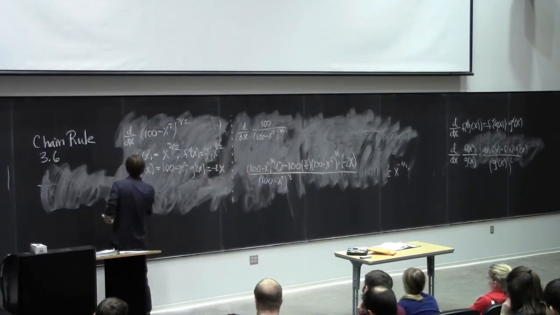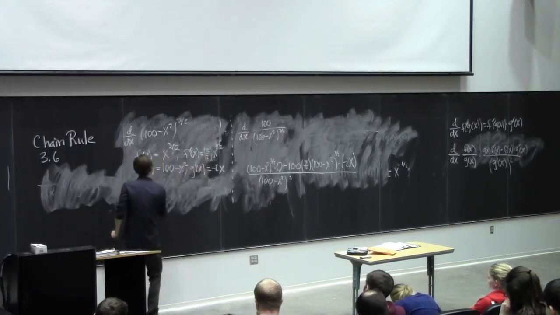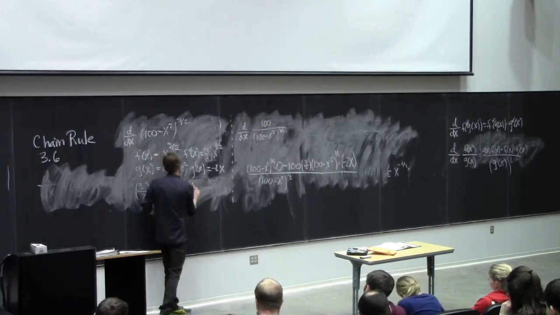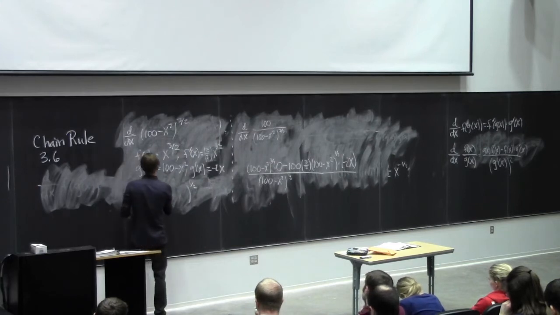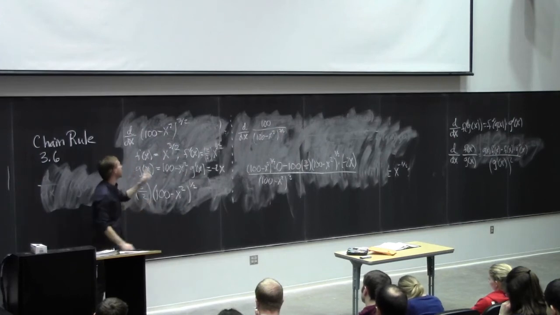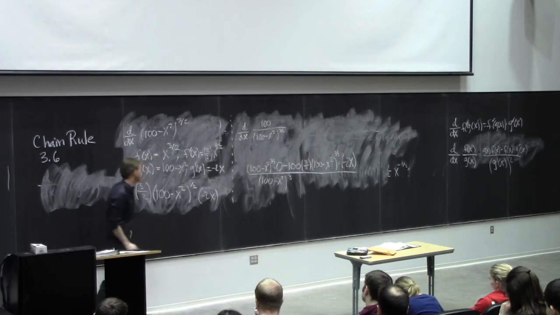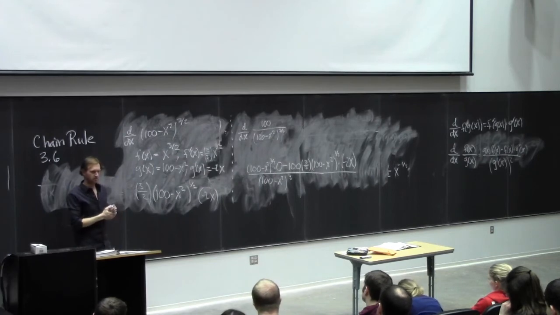It's going to be 3/2, that's that 3/2 right there, times something I don't know, to the 1/2. And then that something is g of x, 100 minus x squared, times g prime, minus 2x. Is that what I wrote down over there? Ooh, it looks like I did it right.